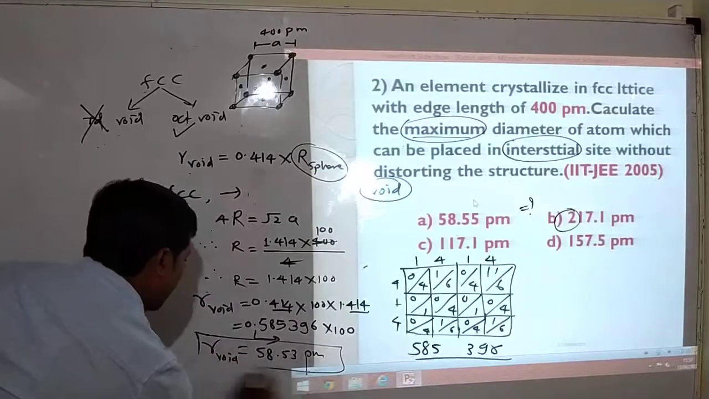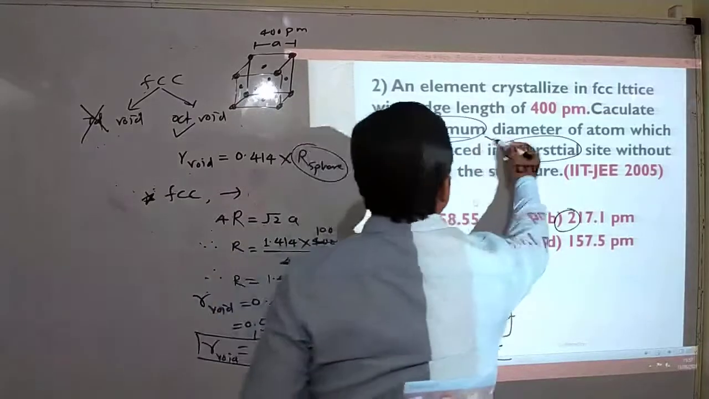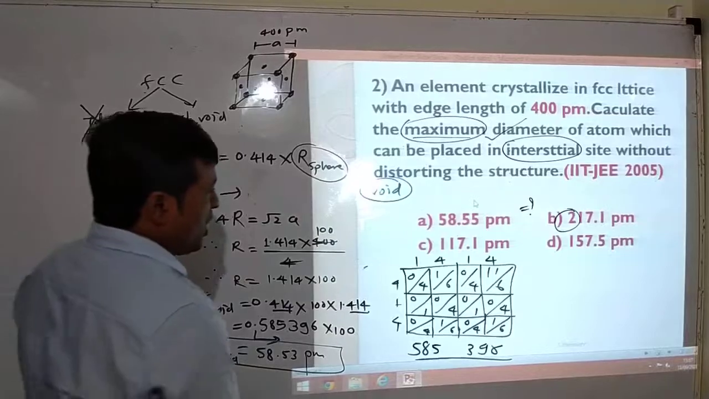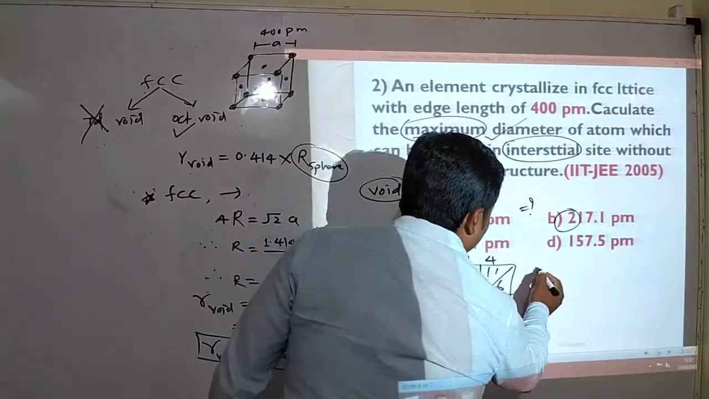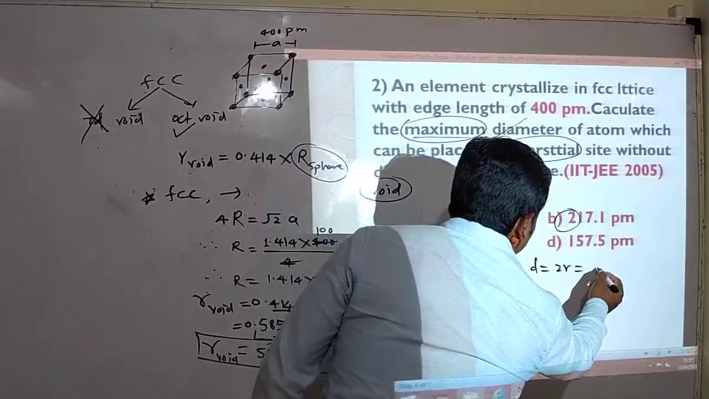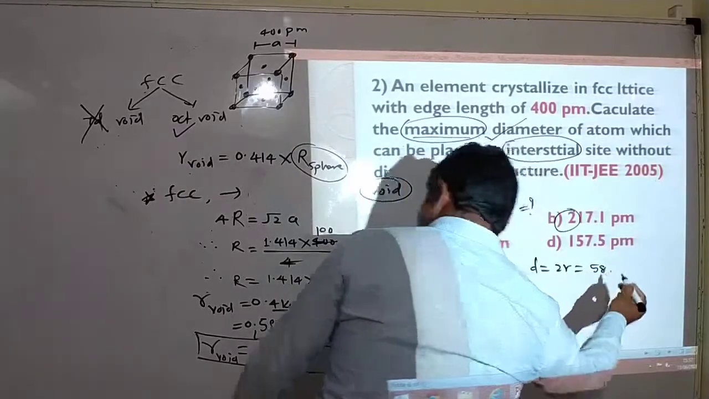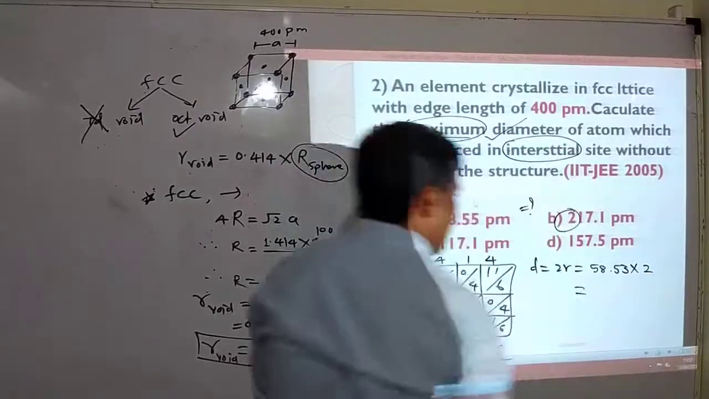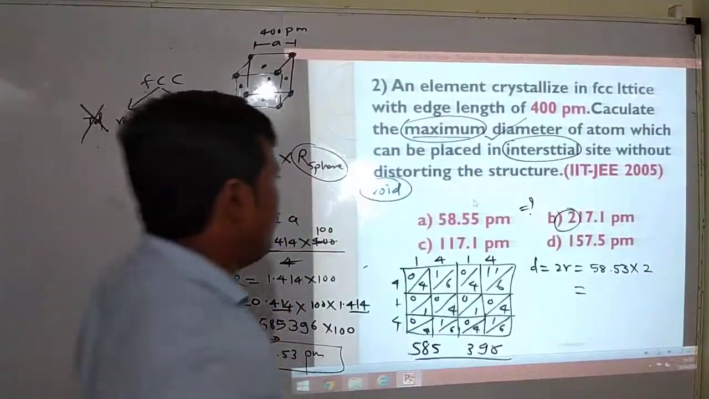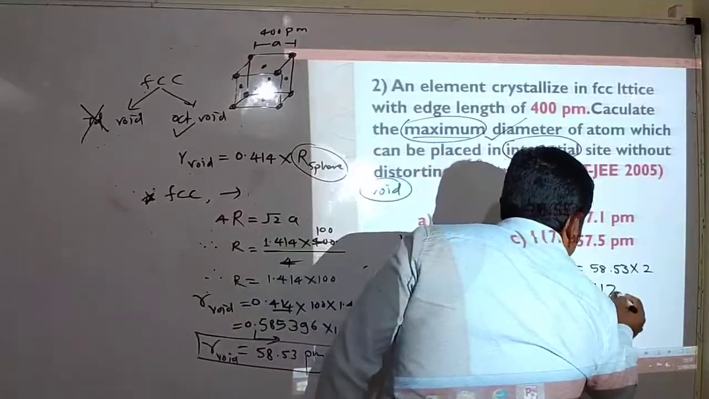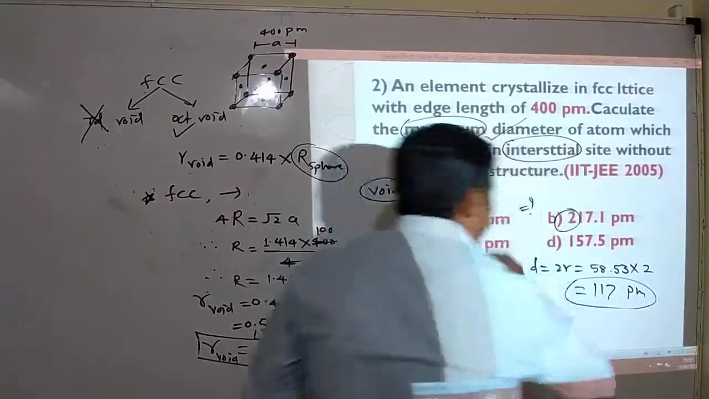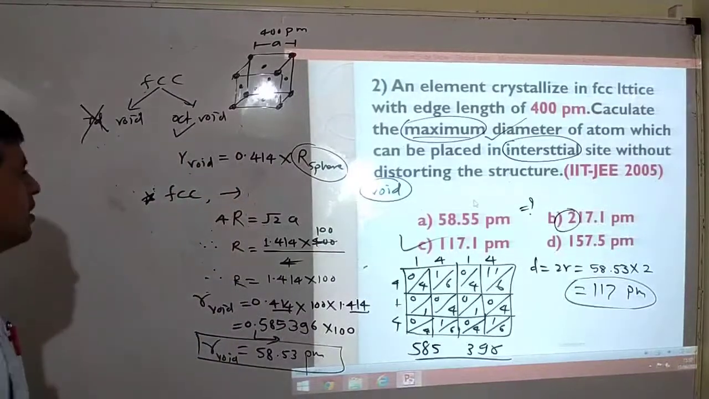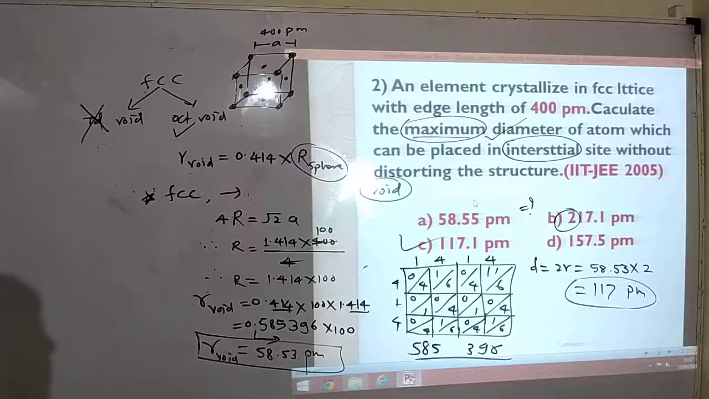Now they are not asking about the radius. They are asking about the diameter. Just multiply by 2. Diameter is equal to 2R, which is 58.53 multiplied by 2. What we get is 117 picometer. That is the answer, right? You can use this trick to multiply big numbers.